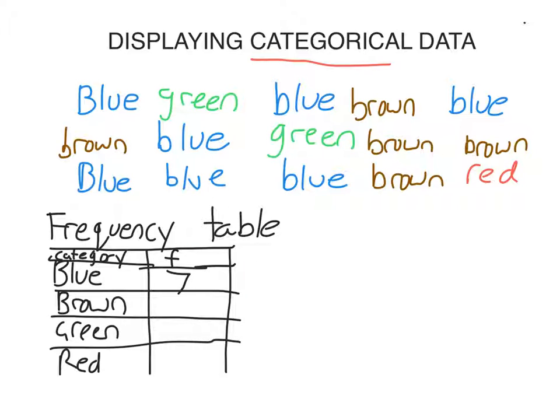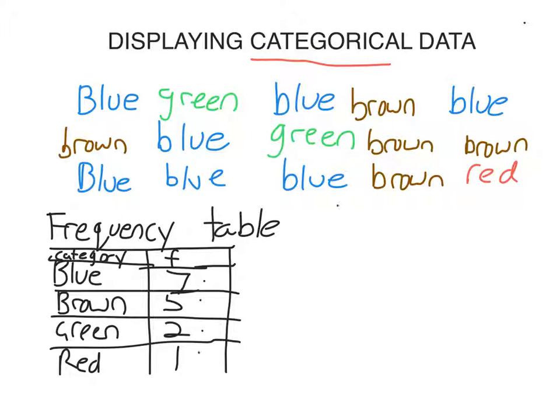So we just put a 7 there. Brown eyes, there were 5 people who said that. There were 2 people who said green and 1 who said red. Now, of course, all of these numbers should add up to 15 because there were 15 people in total. So they do, so I know I've done something right. So that's how you do a frequency table. It really is that simple.